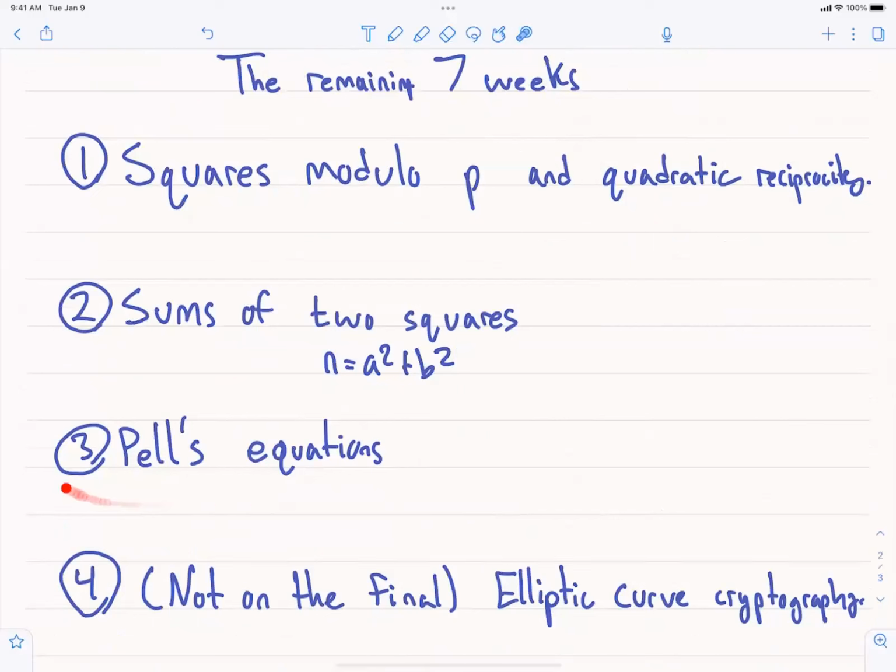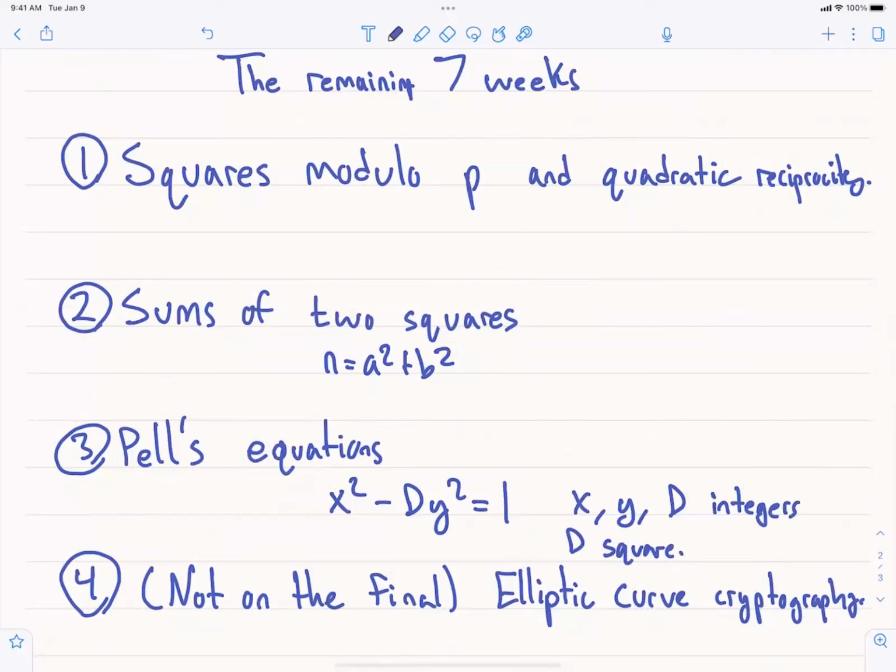And the third thing is Pell's equations. So these are solving equations of the form x squared minus d y squared is equal to 1, where x, y, and d are integers. And usually we should take d to be square free. So this is somehow a fairly innocent question.